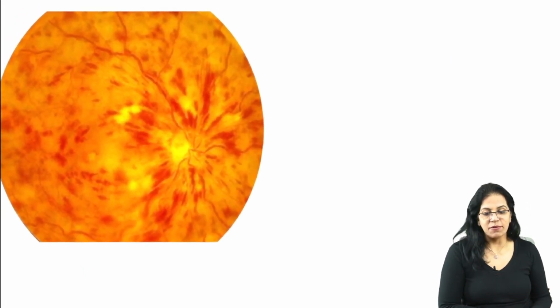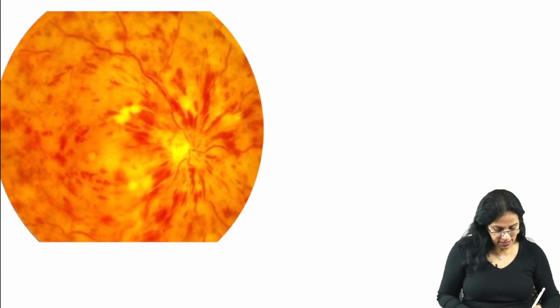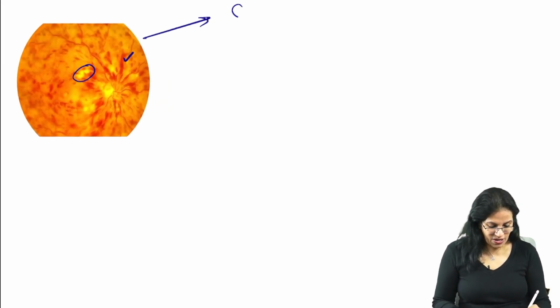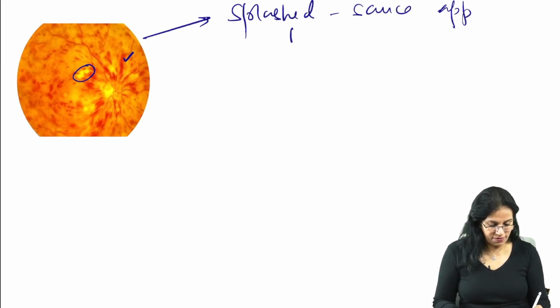Okay, we come to the next one. What do you see here? So this is the slide with multiple flame-shaped hemorrhages, which we can see here. These are the flame-shaped hemorrhages, right, all of you? And what is this? These are the cotton wool spots, right? So this is a splash sauce appearance of CRVO, okay? So this should be clear.